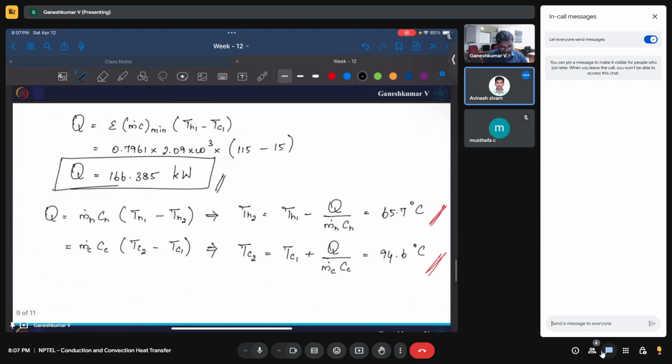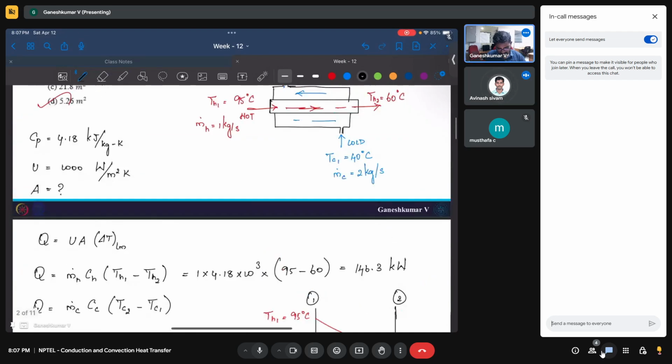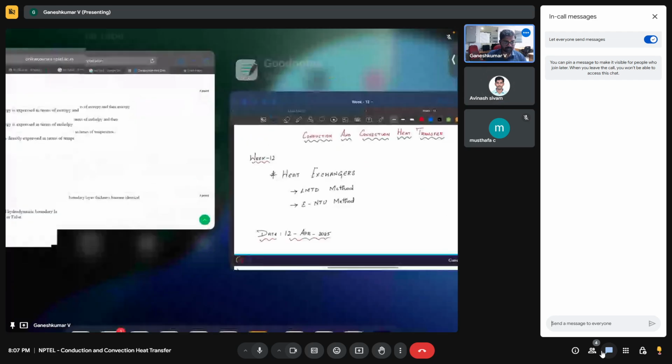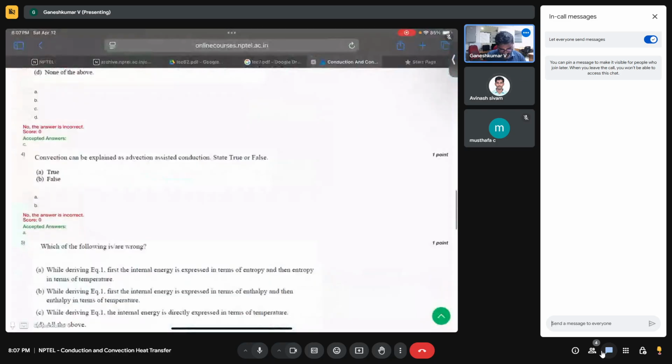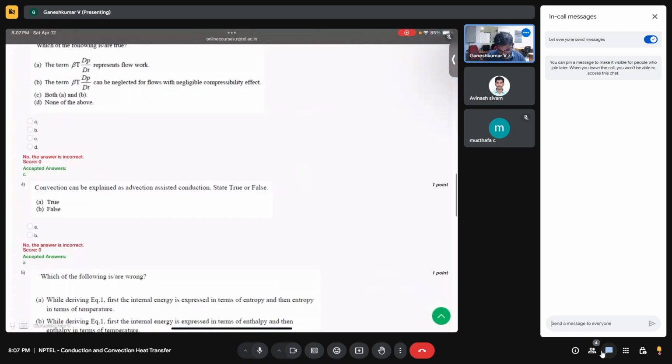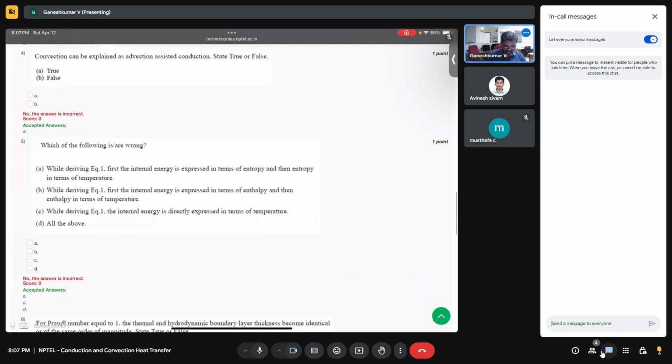I hope there are no questions. Mustafa also joined. So in this question, the fifth one, it's actually a trick question. You can look at it. Why both A, B, and C, D is a wrong answer is that the final statement says all the above is wrong, which is also a wrong statement. One of the options is right.